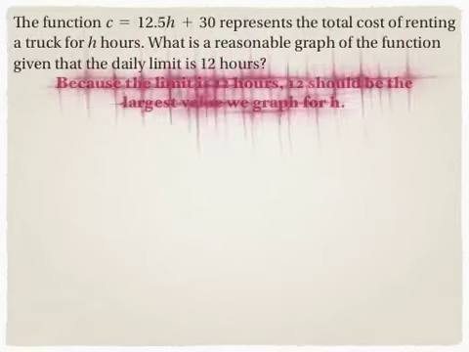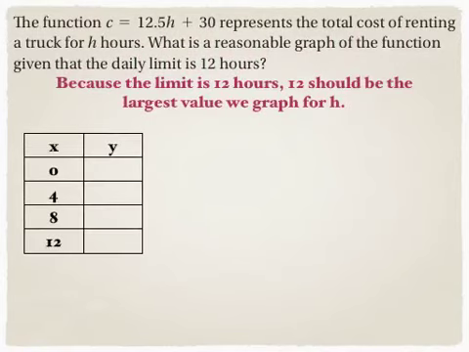I'm going to go ahead and make a graph. I have chosen 4 points and I've just spread them evenly from 0 to 12. So I have 0, 4, 8, and 12. When you plug in 0, 0 times 12.5 is 0 plus 30 is 30. When you plug in 4, 4 times 12.5 plus 30 is 80. Plug in 8 and you get 130, and plug in 12 and you get 180.